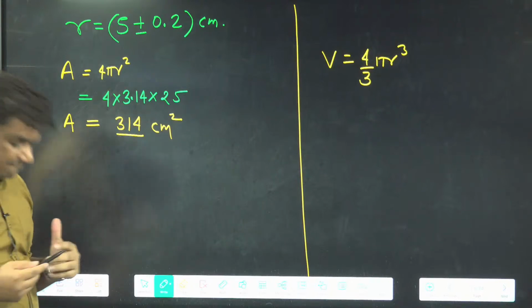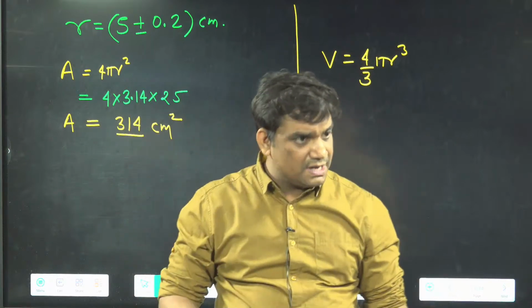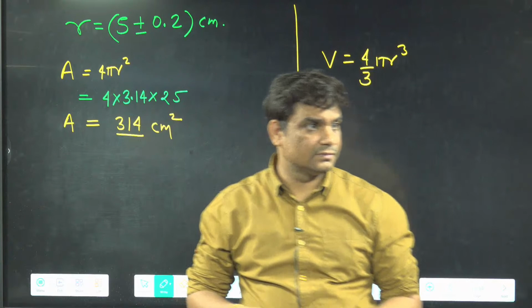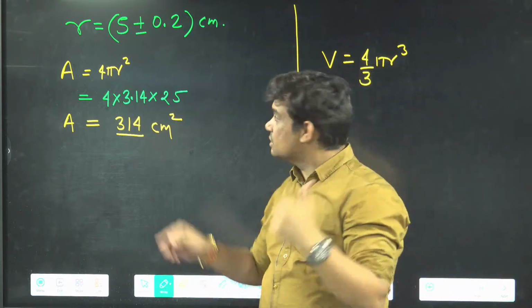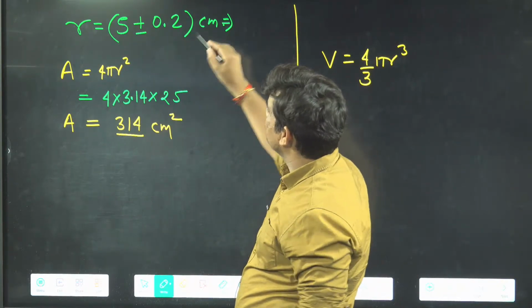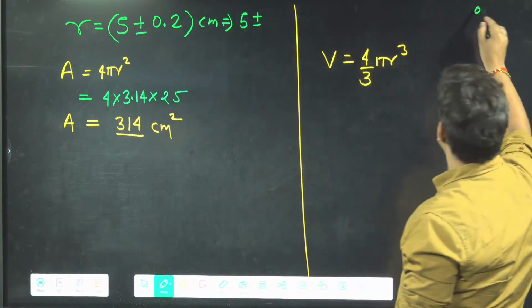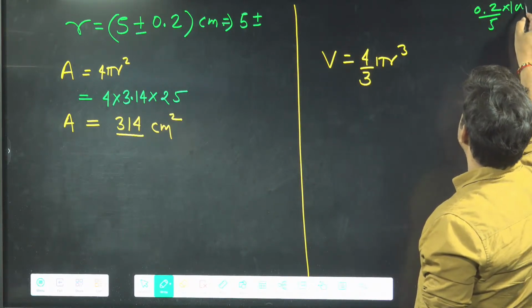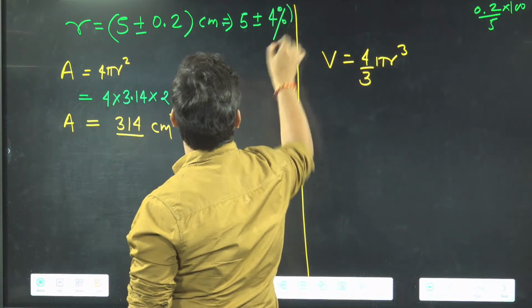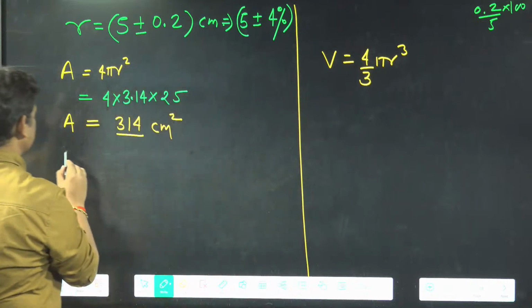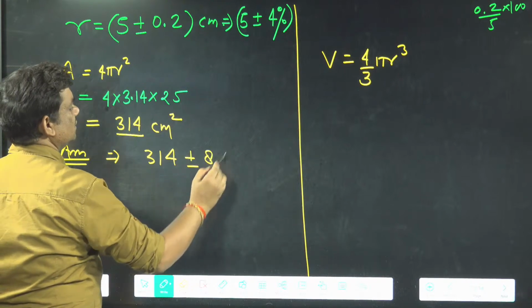Now you need to find the error. I gave you one method, you can do it directly. You can convert into percentage. For 5 plus minus 0.2, the percentage is 0.2 divided by 5 into 100, which will be 4%. If that is 4%, then directly we can write the answer: 314 plus minus 8%.